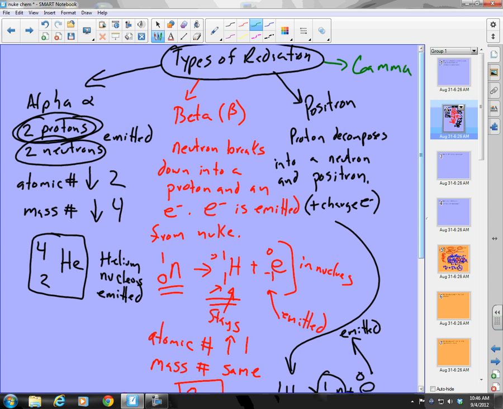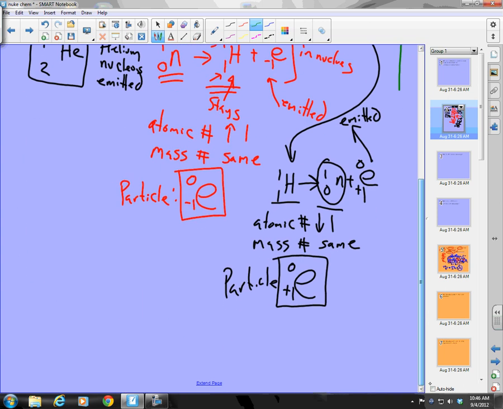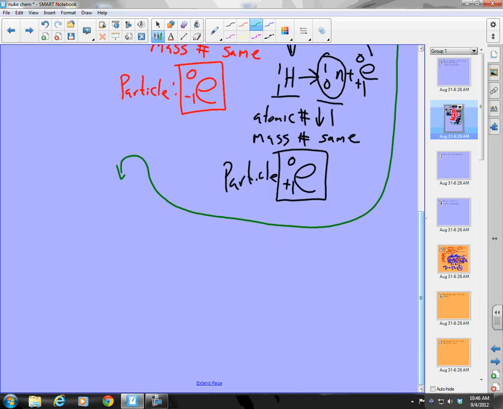Gamma radiation. Okay, let's move down here. We're going to need some space, don't we, to talk about gamma. So, here's gamma. What is gamma radiation? Gamma radiation is really different than all three of these because gamma radiation is the emission of a high energy photon from the nucleus.